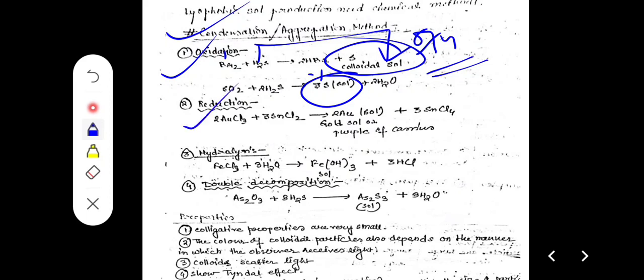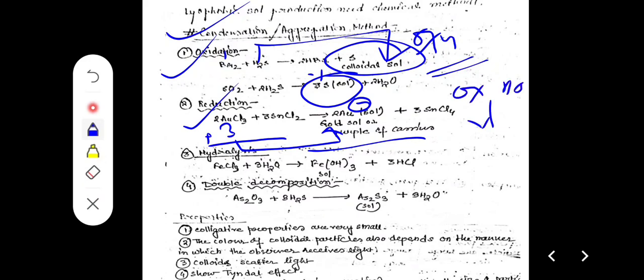Addition of hydrogen, removal of oxygen, gain of electron, oxidation number decreases. Okay, there must be 4 possibilities. There should be 2AuCl3 plus 3SnCl2 ultimately producing 2Au sol, gold sol or purple of Cassius, plus 3SnCl4. As you know, there should be -3 and that should be +3. Au exhibits +3 and from this we get 0. So the oxidation number decreases.